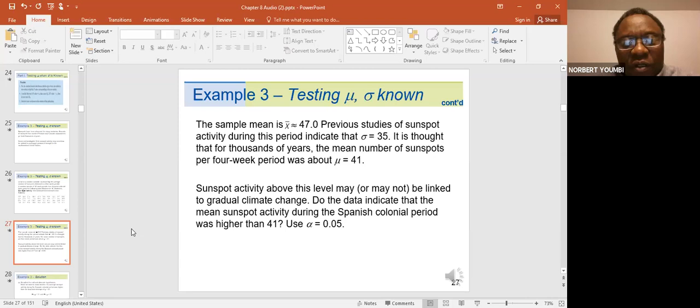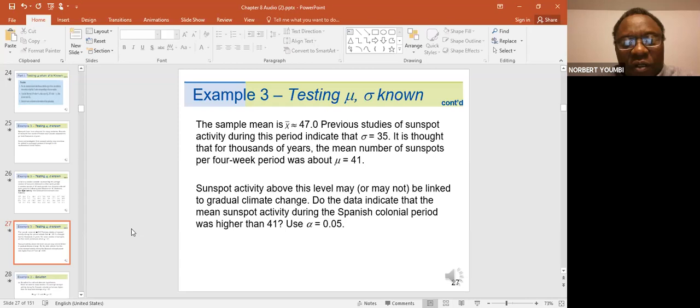It is thought that for thousands of years, the mean number of sunspots per 4-week period was about mu equals 41. Sunspot activity above this level may or may not be linked to gradual climate change. Do the data indicate that the mean sunspot activity during the Spanish colonial period was higher than 41? Use alpha equal to 0.05.